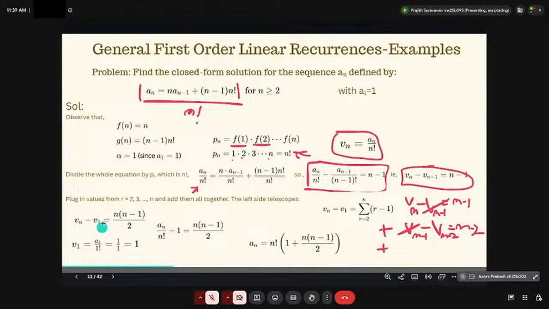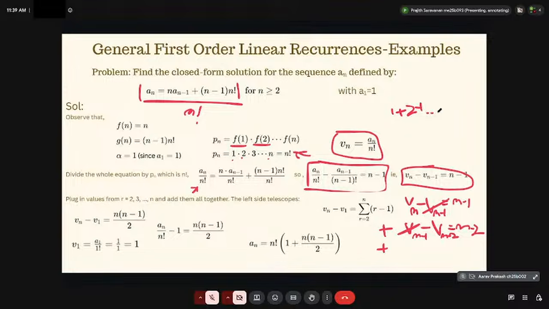And if you see carefully, the RHS will be the sum of 1 plus 2 plus 3 dot dot dot till n minus 1. That will be your RHS because you're adding all that. So if we solve this, we will simply get n minus 1 into n by 2.